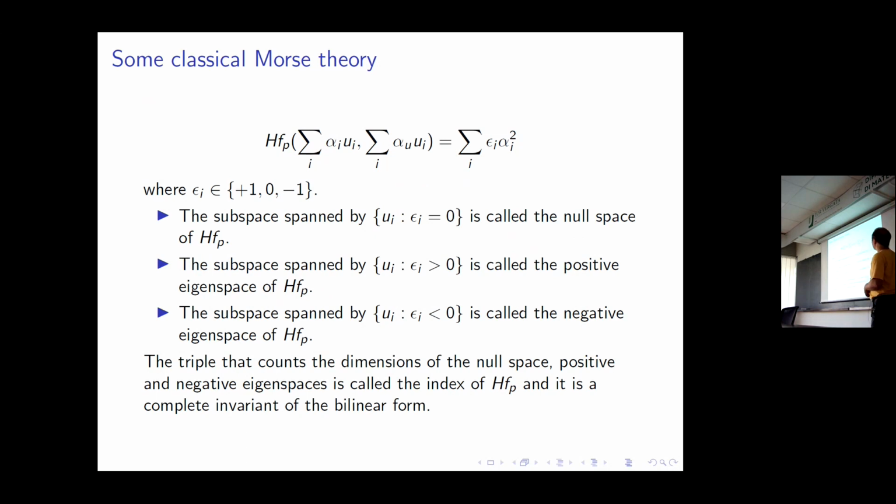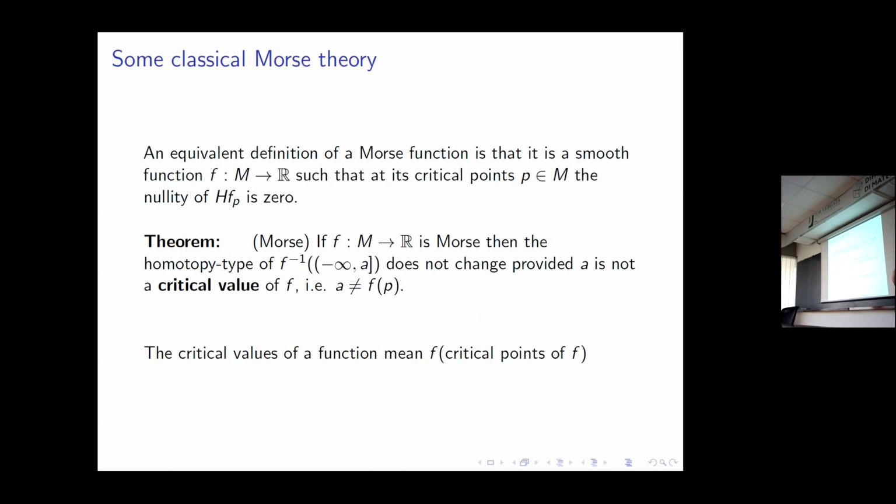The subspace spanned by the vectors where the epsilons are 0 is usually called the null space of the Hessian. Where the epsilons are positive, it's sometimes called the positive eigenspace, and where negative, the negative eigenspace. The triple that counts the dimensions of these is usually called the index of the Hessian, and that's a unique invariant of the Hessian up to change of coordinates. So one equivalent definition of a Morse function is a smooth function such that at all the critical points, the Hessian has zero nullity.